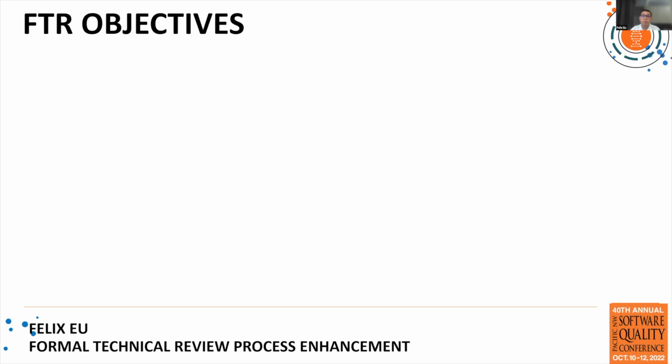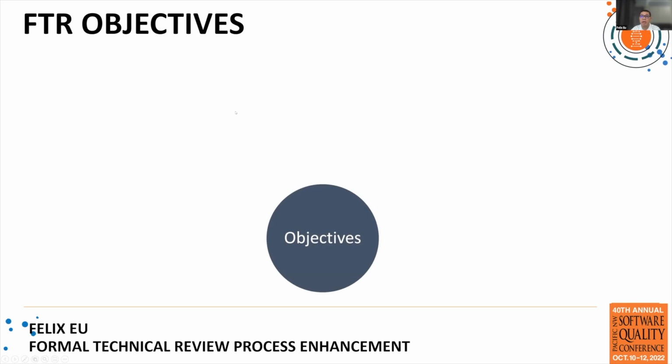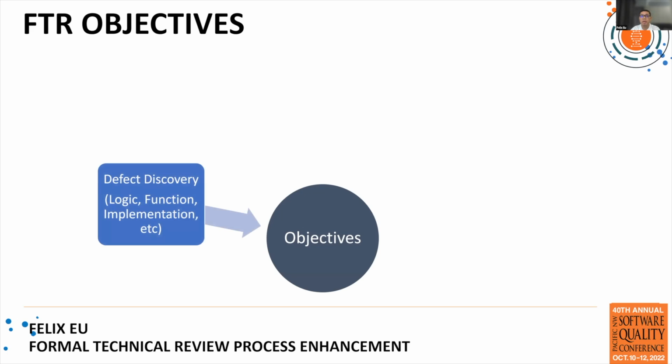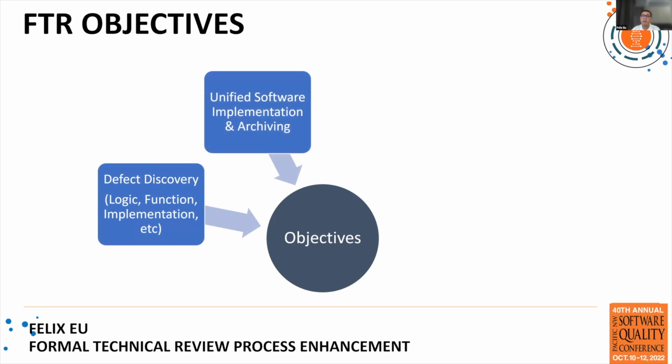Well, as you all know, every implementation is tied to the respective objective. Let me begin with the FTR objective. In our topic today, there are 4 main objectives for carrying out the FTR process. Defect discovery. This is to discover the defect in function, logic, or implementations of the software. Unified software implementation and archiving. This is to implement and archive the software in a uniform manner.